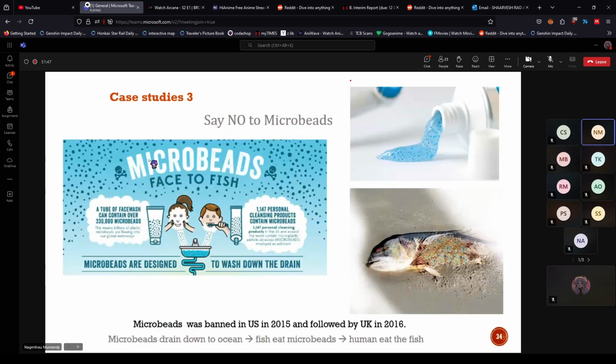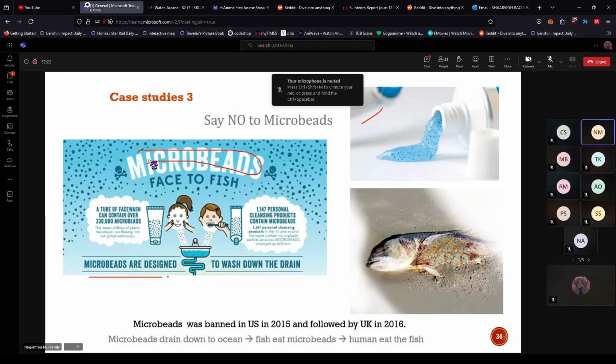And then case study number three, which is the microbeads. Most of the personal products we are using, like face wash, shower cream and all that, all contain microbeads. And these microbeads are very, very dangerous. Basically, microbeads are made up of plastics. It's microplastic.